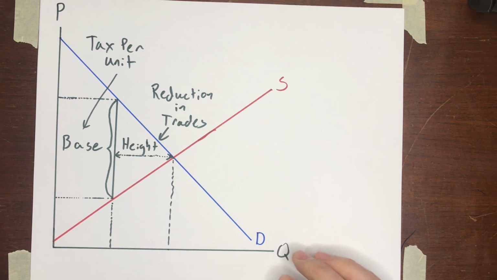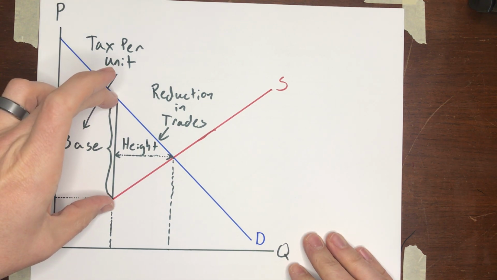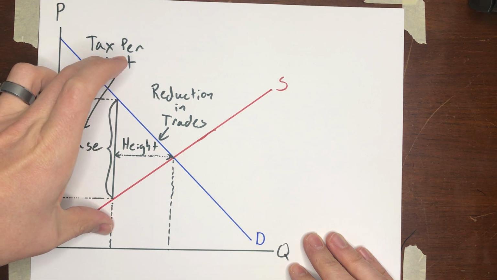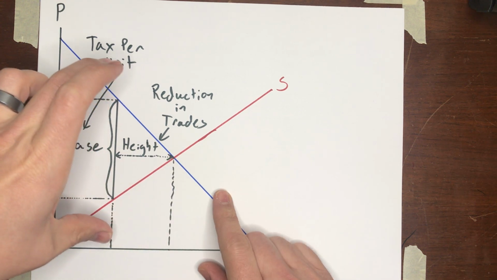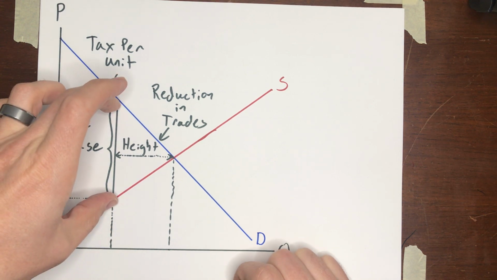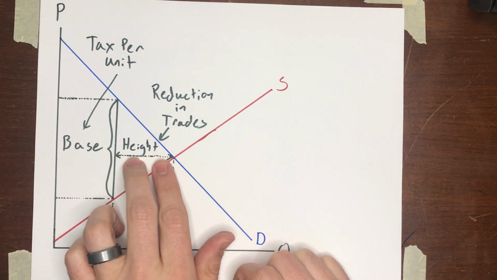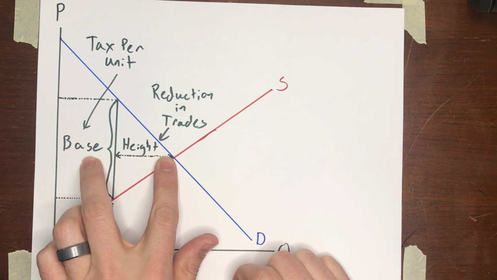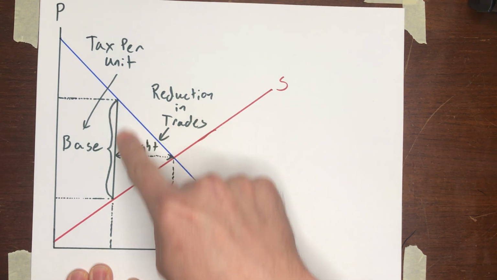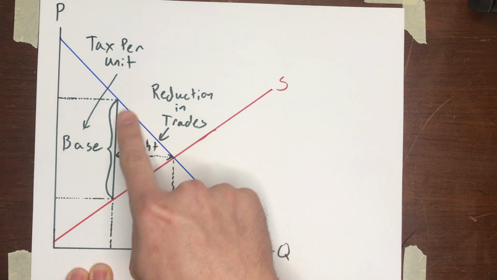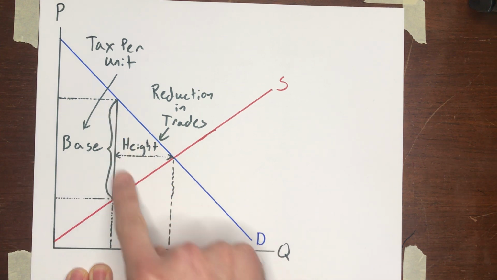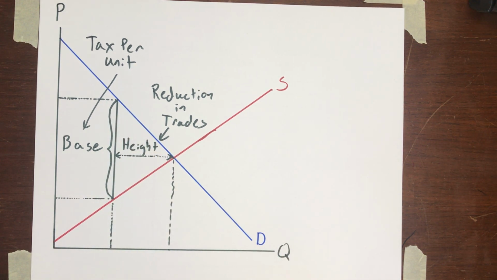And all we're trying to get at there is the more you tax something, the higher the tax per unit, the bigger this base is going to be. And so, holding the height constant, that is going to increase the area of this triangle, the deadweight loss. Similarly, holding the base constant, if you increase the height, if you have more and more reduction in trades, that also results in a larger deadweight loss. Because remember, the area of this triangle, that deadweight loss, is telling you about the value of the trades that would have happened if you didn't have the tax. But because you've imposed the tax, those trades are no longer happening.